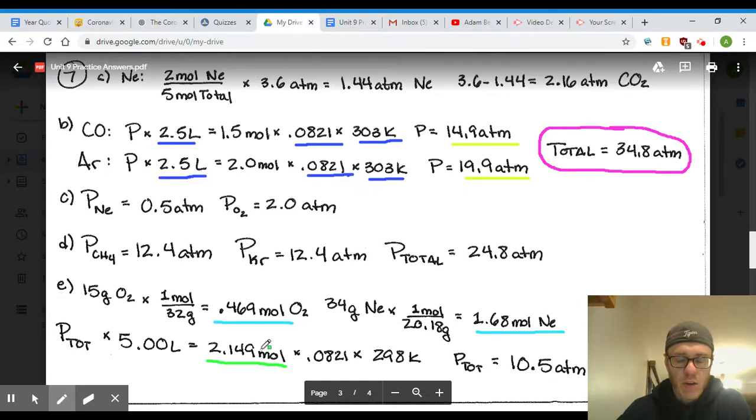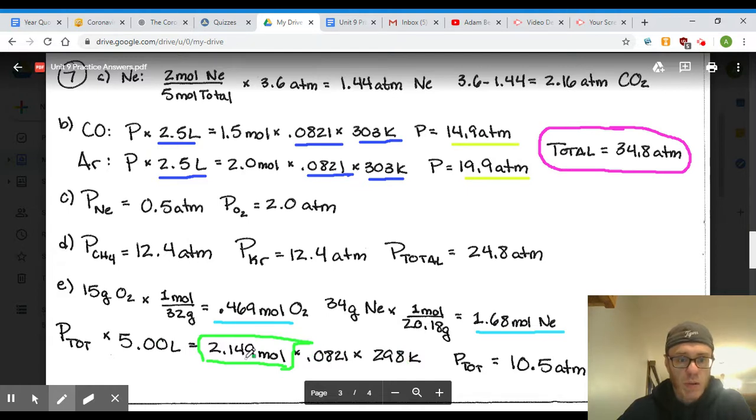And then to figure out the total pressure, we just plug it into PV equals nRT. Pressure total, not sure what that is. We have a 5-liter container. We know we have this many moles of gas right here. This is our total number of moles of gas. All right. R is always the same because it's always R. Our temperature is 298 K. All right. So I had to convert it to Kelvin.